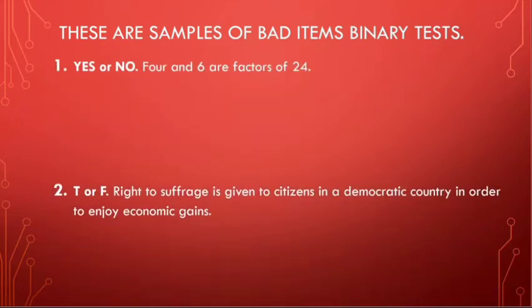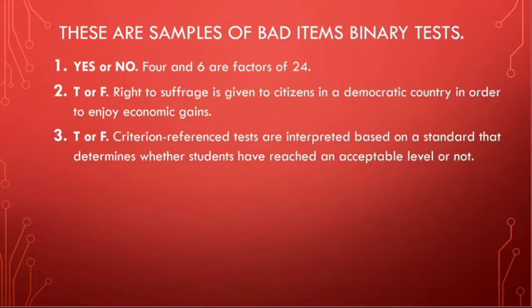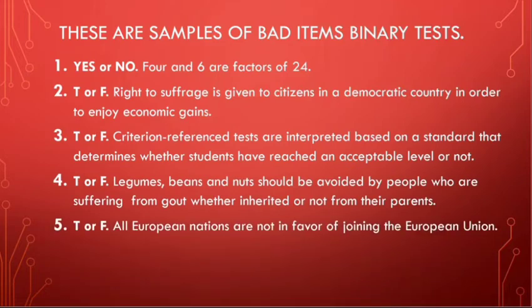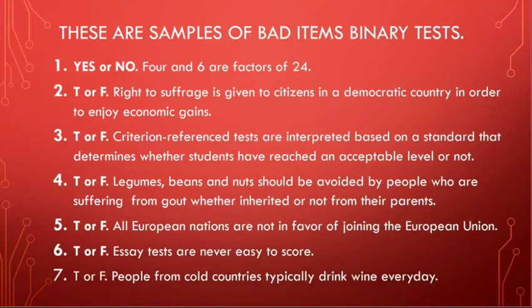So these are samples of bad items under binary test. When I say bad items, they are not good in terms of construction. They are poorly constructed. For yes or no, item number one: 4 and 6 are factors of 24. What's wrong here? We need to align the options with the logic of the proposition. If we're asking yes or no, then the item should be a question answerable by yes or no. But you are stating a proposition. It's a statement. 4 and 6 are factors of 24. So the option should be true or false, not yes or no.